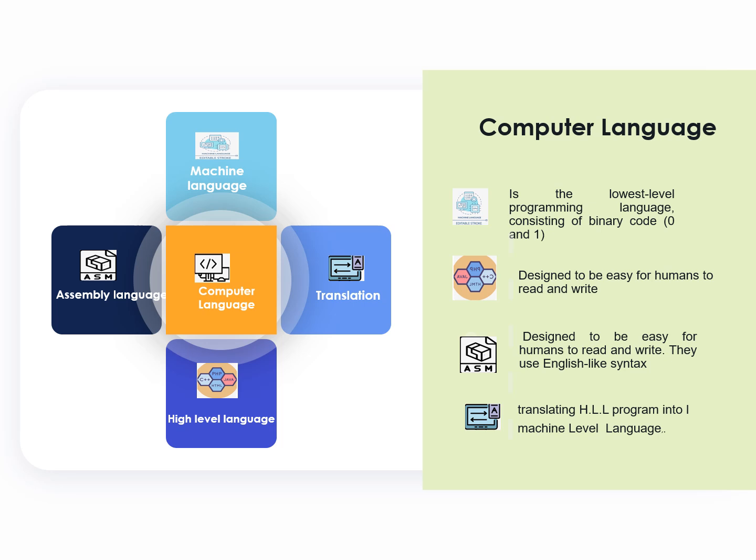There are three main types of computer language. The first type, machine language, is the lowest level of programming language. It consists of binary code, 0 and 1, that the computer hardware can directly execute. For the second type, assembly language, designed to be easier for humans to write and read, uses English-like syntax and is a step above machine language. For the last type, high-level languages are designed to be easy for humans to read and write, such as Python, Java, etc.